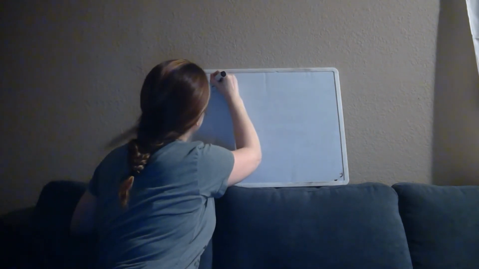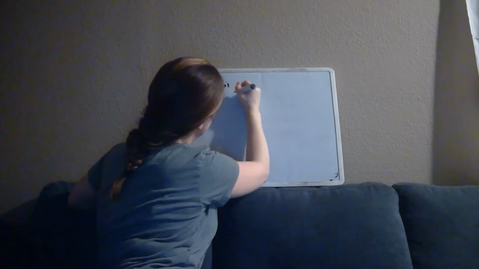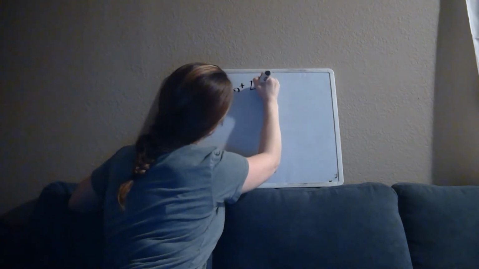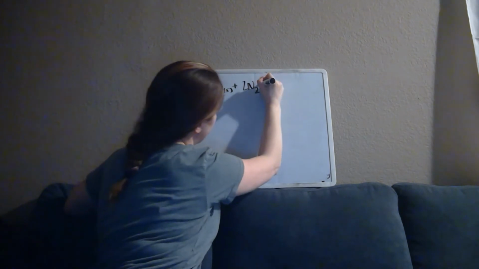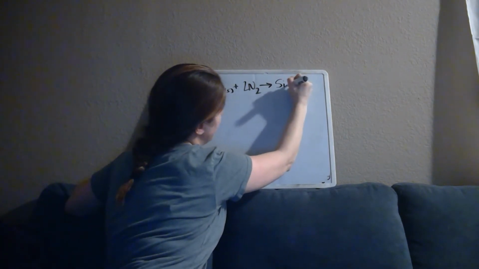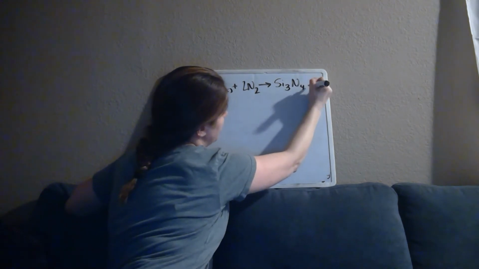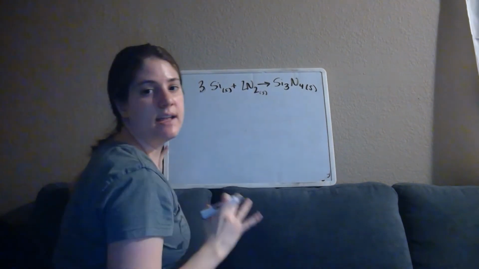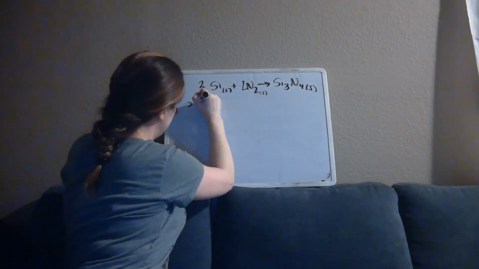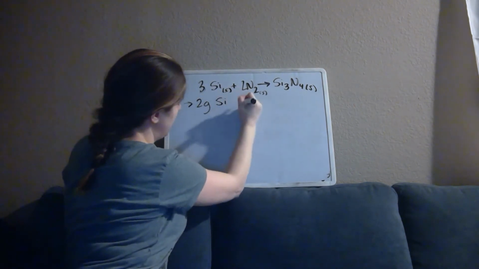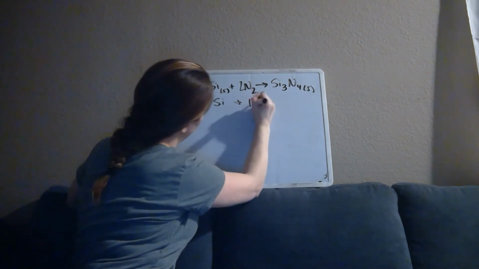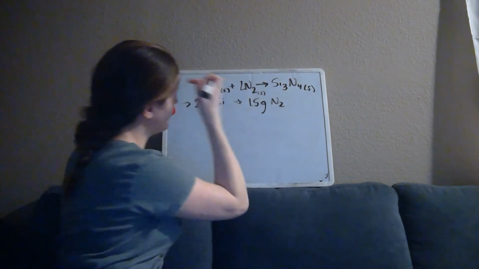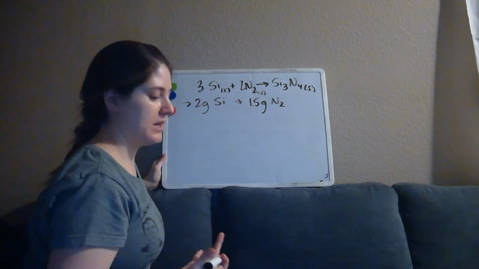So an example that I have, here it is: 3 silicon plus 2 nitrogen gas will go to Si3N4 solid. So if we put in a reaction vessel, let's say 2 grams of silicon and 1.5 grams of nitrogen, which one of these would be the limiting reactant?